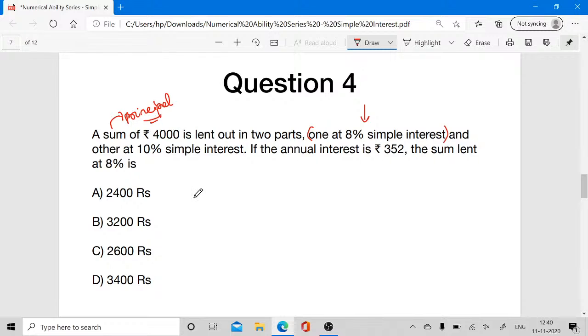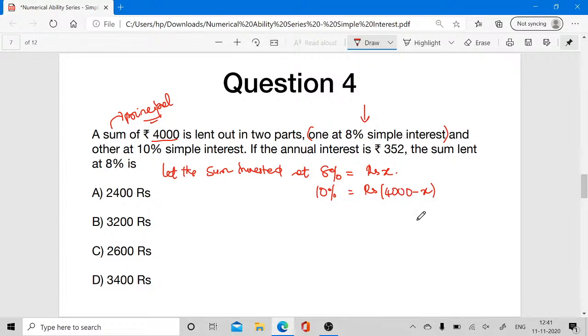So let the sum invested at 8% be equal to how much? Let me keep it as rupees x. So the sum invested at 10% will be how much? That is 4,000, the total, minus x. Rupees 4,000 minus x. Yes or no?